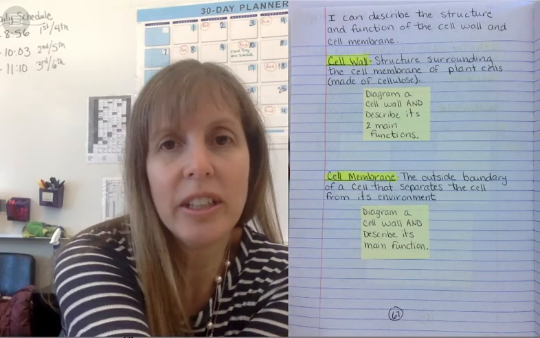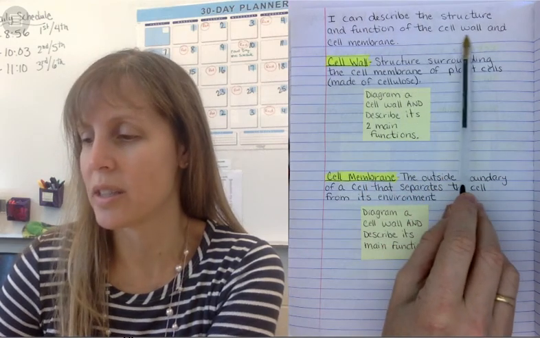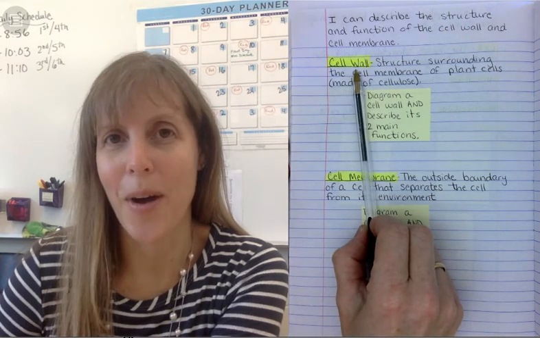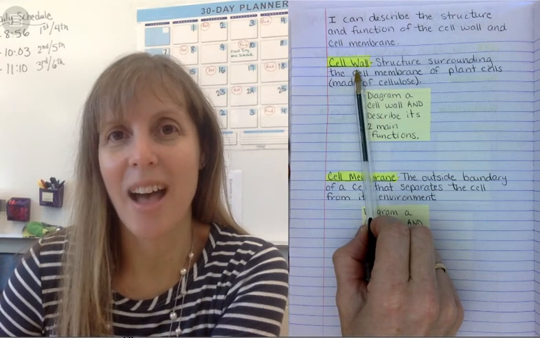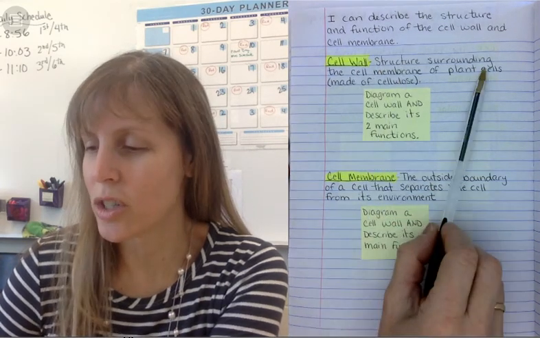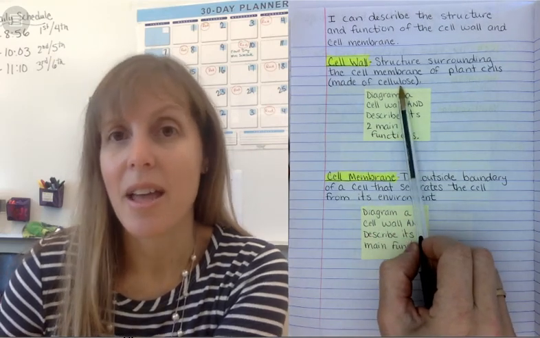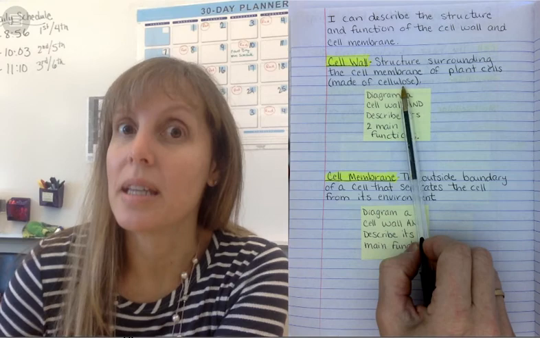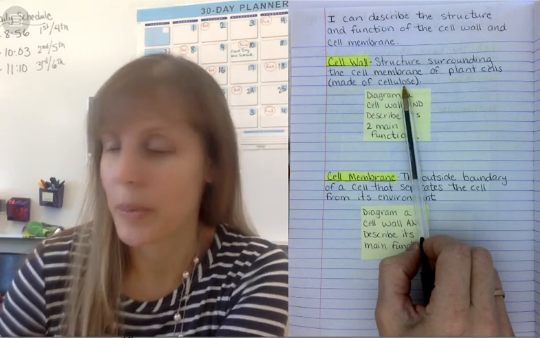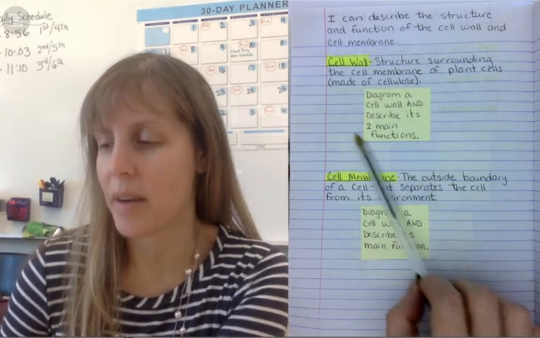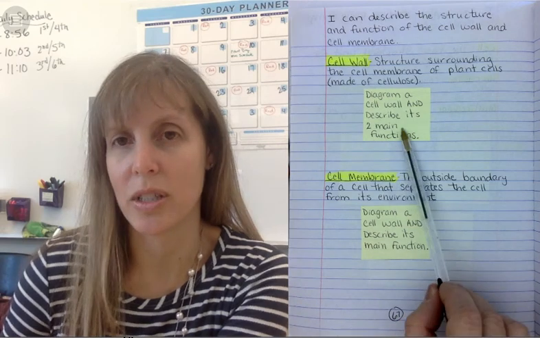Our first learning target today is I can describe the structure and function of the cell wall and cell membrane. So our first term is cell wall. Say it with me, cell wall. It's the structure surrounding the cell membrane of plant cells made of cellulose. This only appears in plant cells, okay? But I'm going to ask you to diagram a cell wall and describe its main functions here.